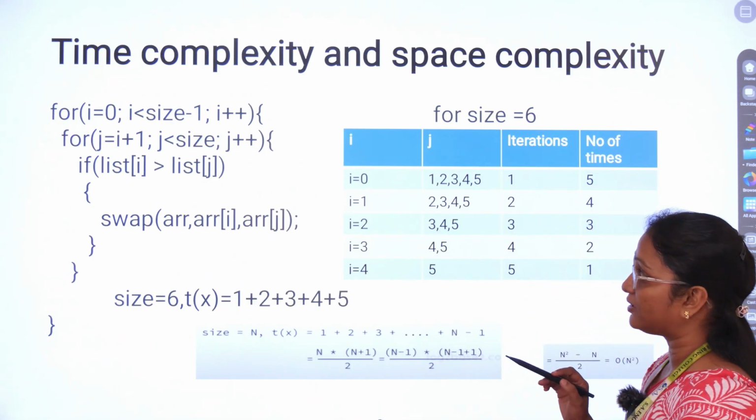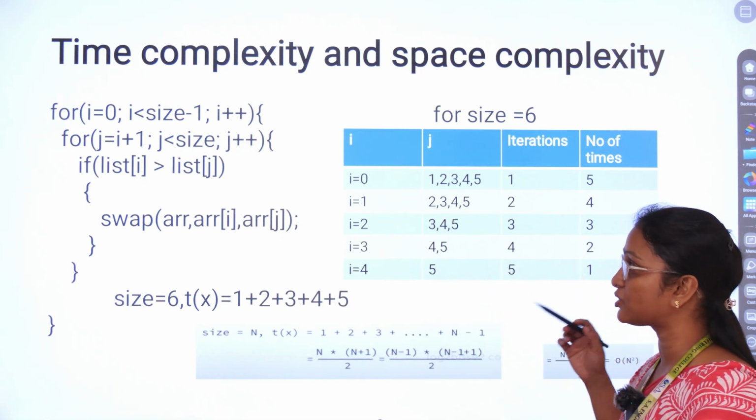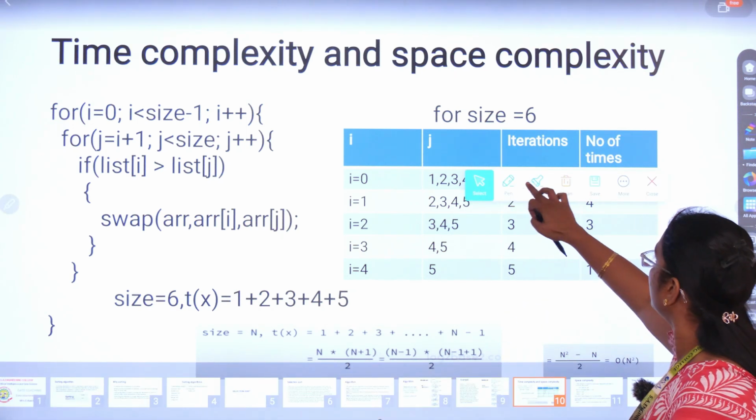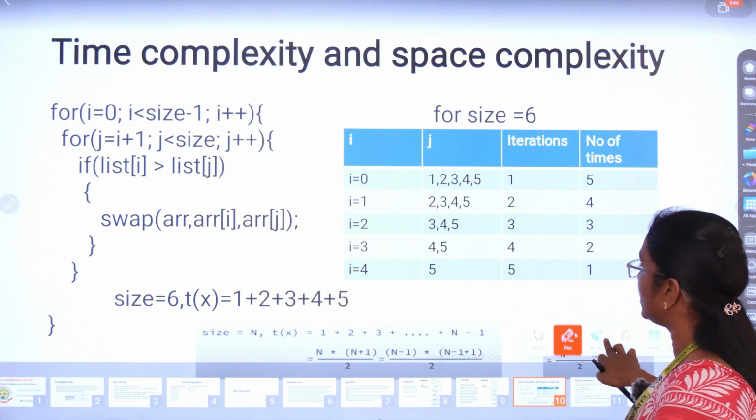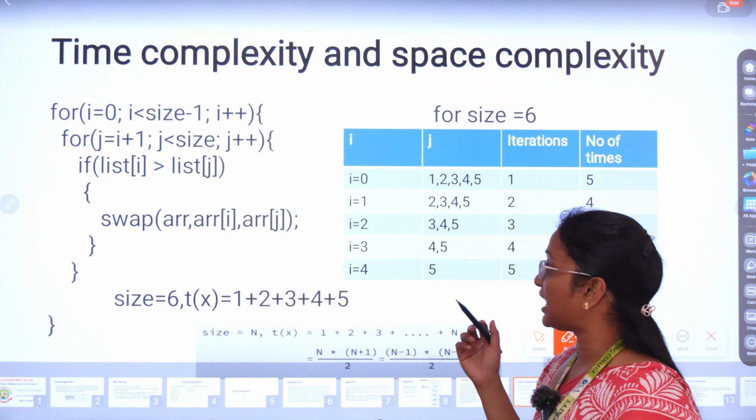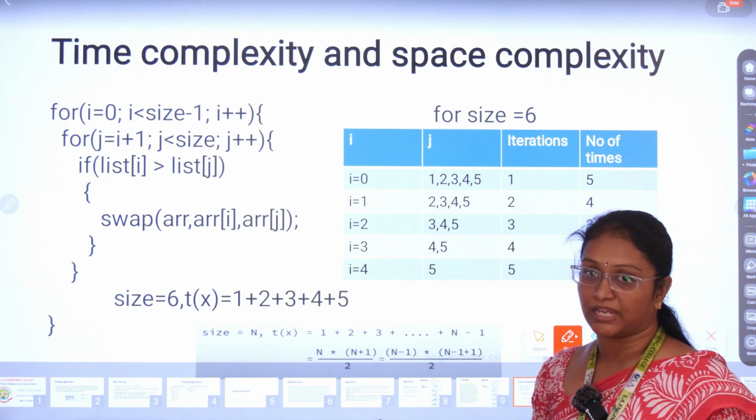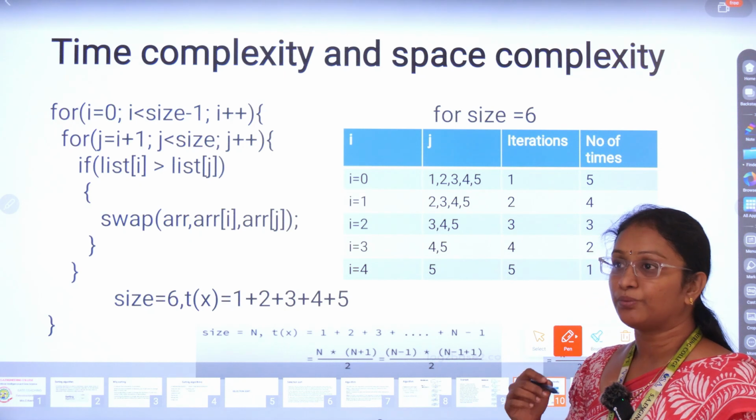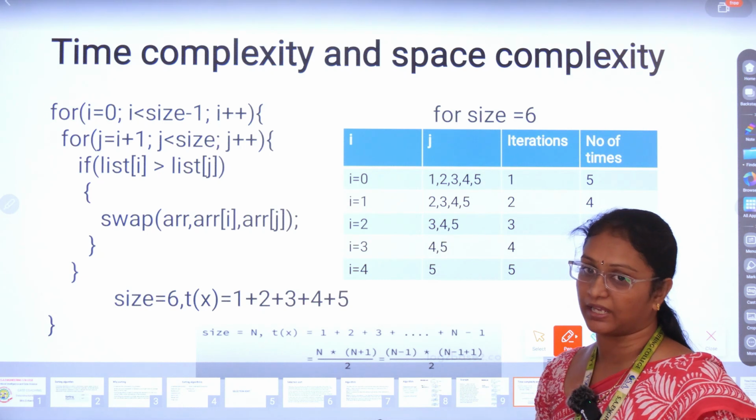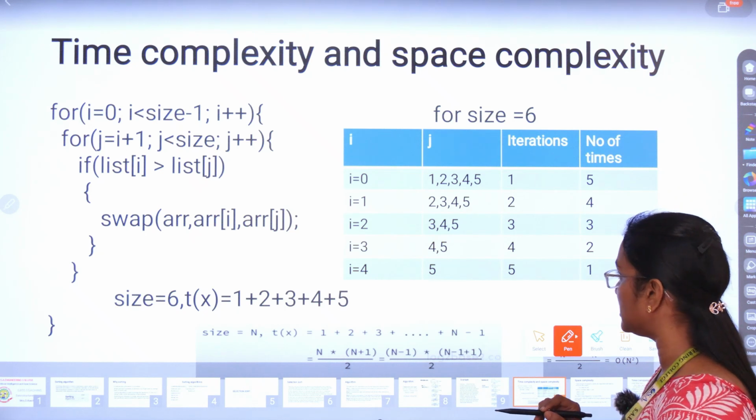Next, we have to calculate the time complexity and space complexity of the selection sort algorithm. I already explained the logic behind selection sort. Time complexity is nothing but the total amount of time taken by the algorithm to produce a result, to produce an output, to produce a sorted array. That time taken is calculated as the time complexity.